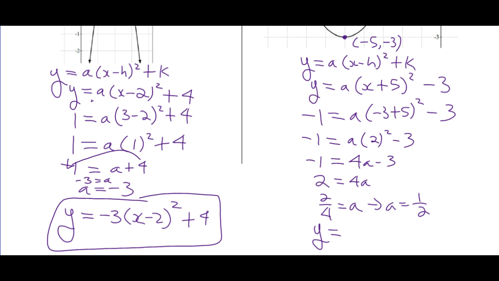So y equals, so we go back to y, right? We're going back to this line, right? Because it's y equals, it's got to be an equation. Y equals, but now we have the A value, 1/2 x plus 5 squared minus 3.